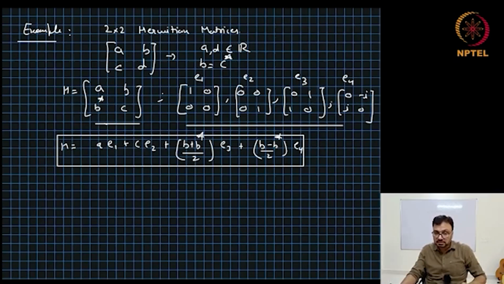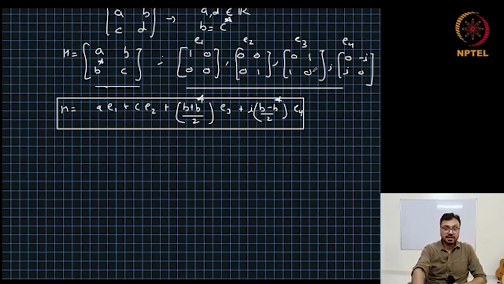This should be I times. So we can write an arbitrary Hermitian operator H as a linear sum of these 4 operators. It means that if I have a set of 5 Hermitian operators, such that 4 of them are E1, E2, E3, E4, and the 5th one is something else, then I can write that 5th matrix as a sum of E1, E2, E3, E4.